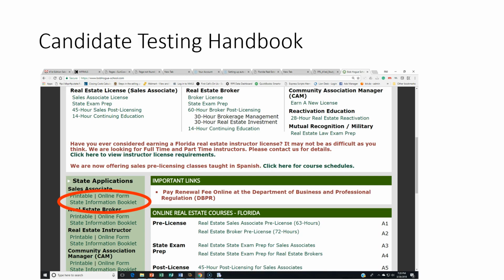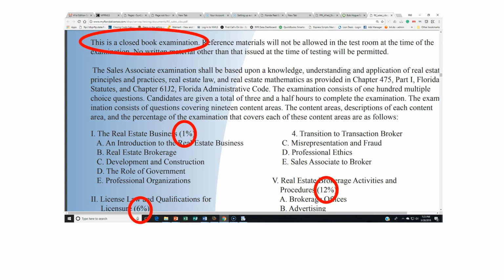If you need to know more about the state examination and the syllabus, you need to go to Bob Hoag's website and click on the State Information Booklet link on the page there. And this is what you'll see. This is a closed book examination at the end of the course, and we'll see the syllabus, the subject areas, and what percentage of each unit pertains to the final exam on the state.